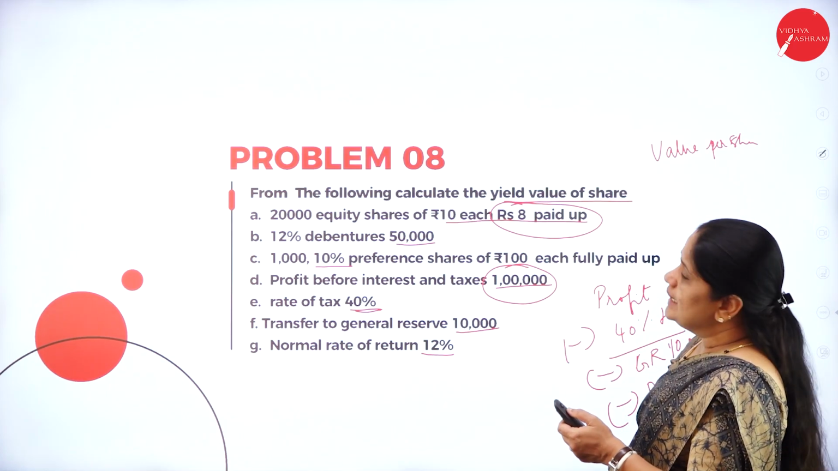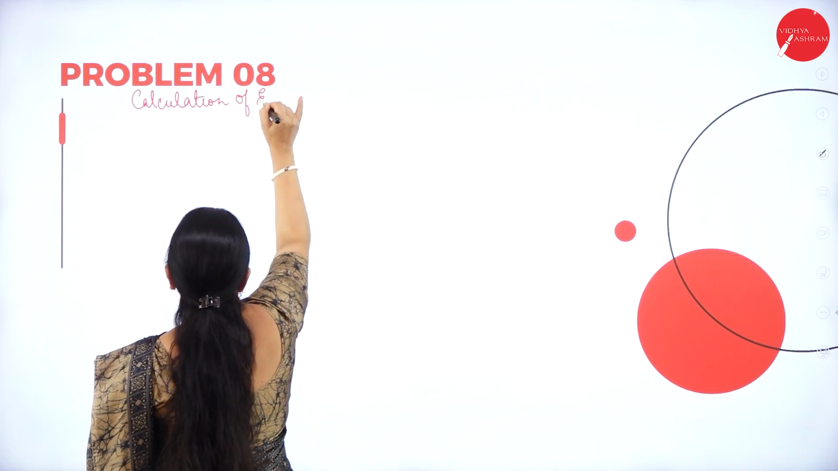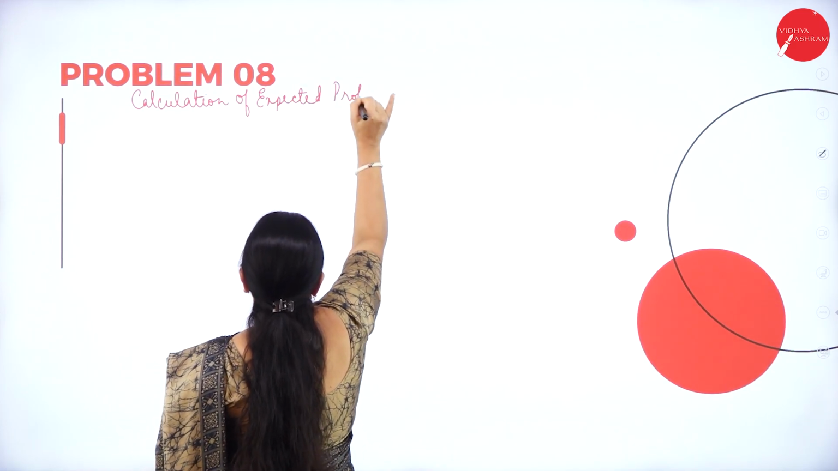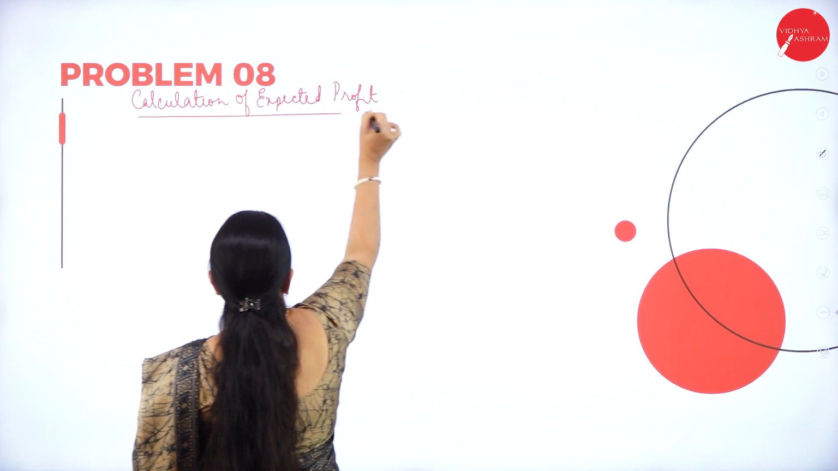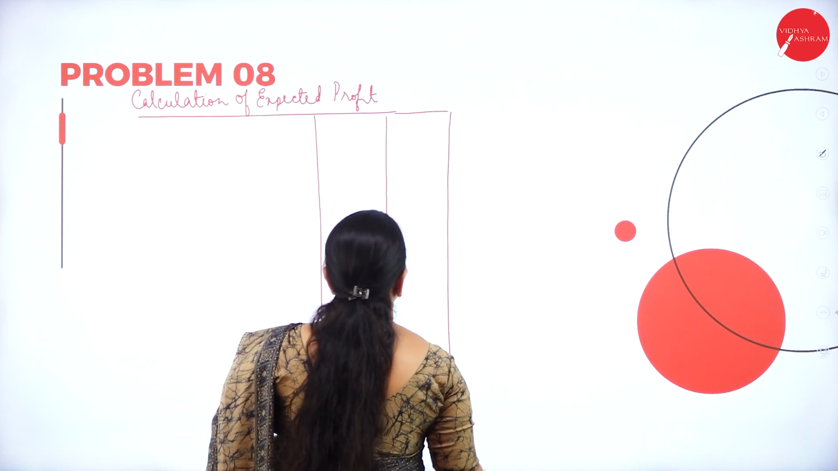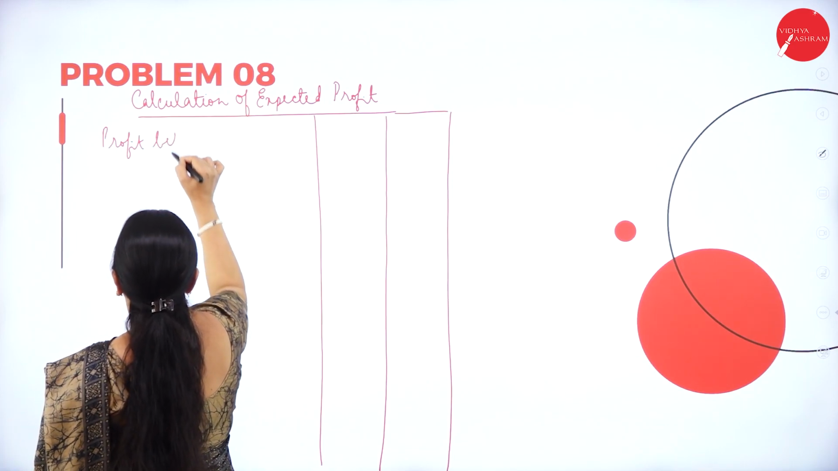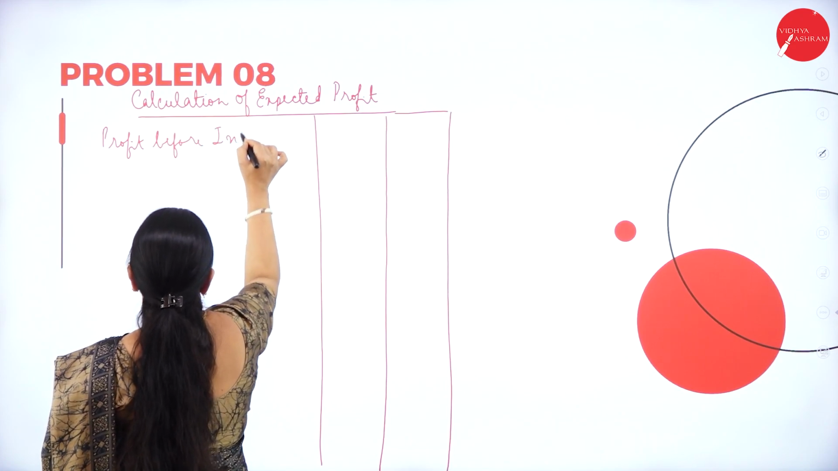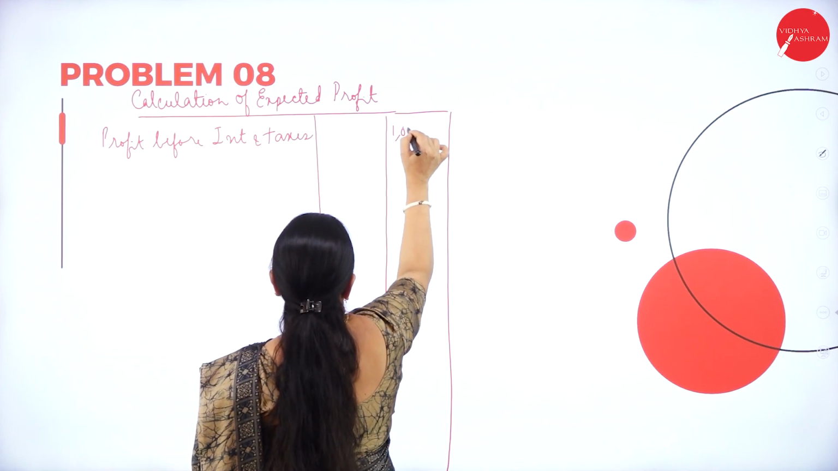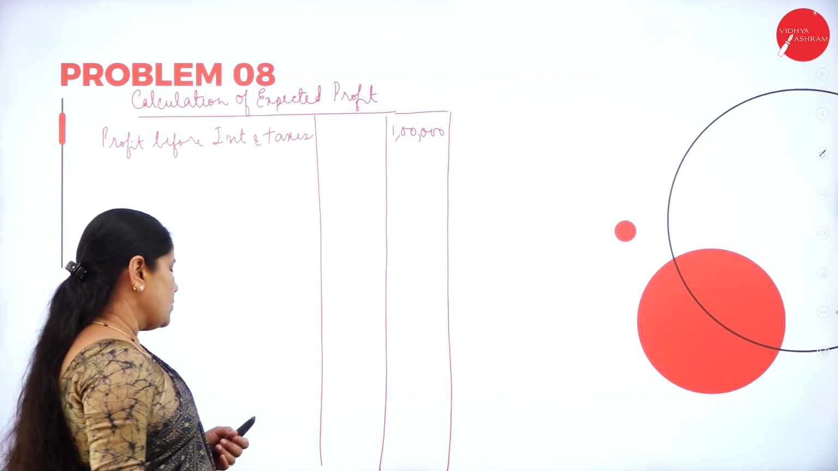So we'll do the problem in detail here. So we'll work out the solution. Calculation of expected profit. So what is the profit given? Profit before interest and taxes. It is 1 lakh. So profit before interest and taxes is 1 lakh.